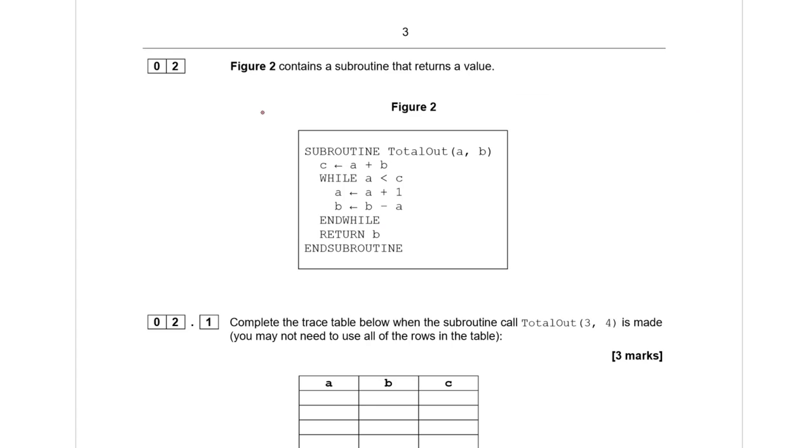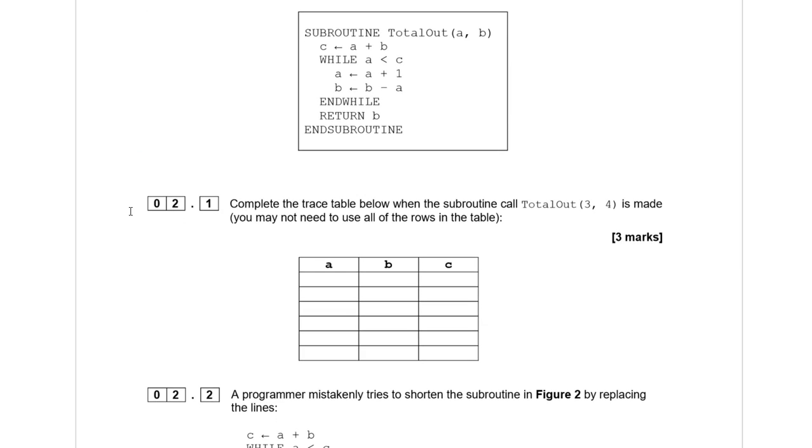Figure 2 contains a subroutine that returns a value. I may have taught this as subprogram, same thing. It's a kind of out-of-line block of code that does a very specific purpose. So in this case, do something. I'm not sure what yet. We might find out in a couple of minutes. So we've got to first of all complete the trace table for this subroutine call when the parameters, or the arguments I should say, are 3 and 4. So A is 3 and B is 4.